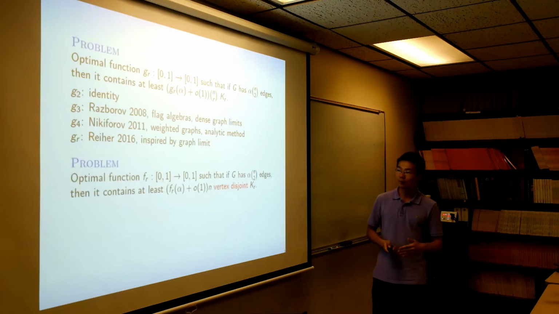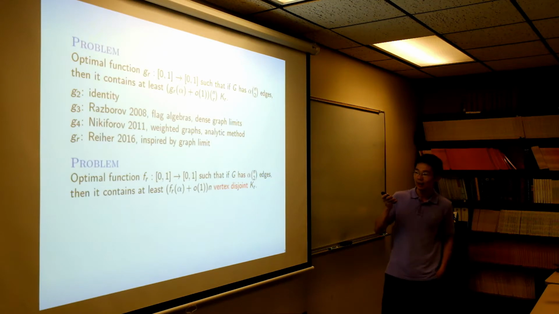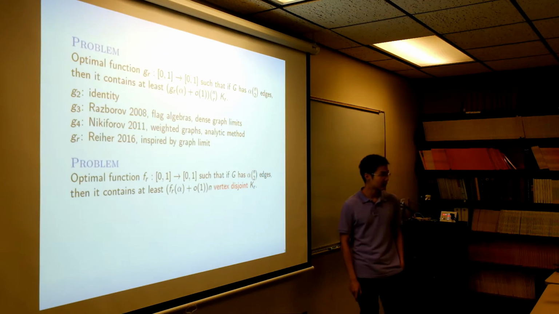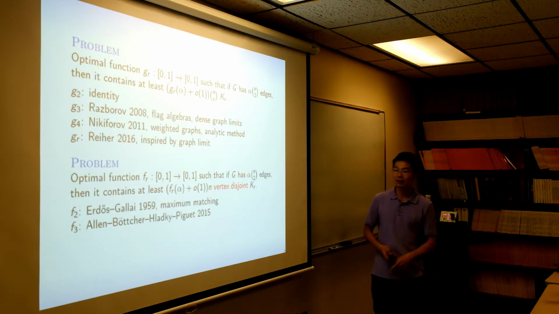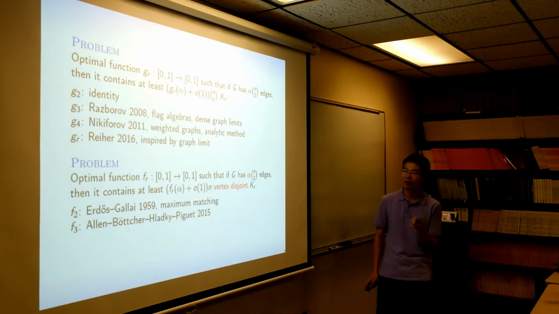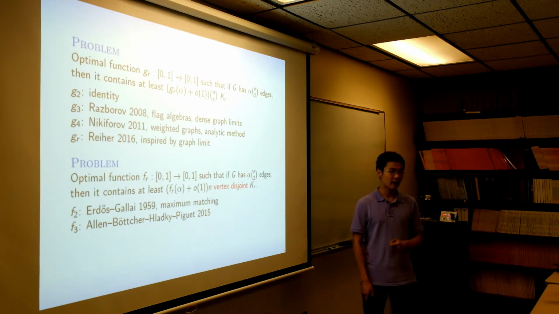But what about another kind of similar question? Again, the given condition is the edge density. But this time, instead of looking at the density of a clique, I'm looking at how many vertex-disjoint cliques I can have, which is a tiling problem. And it turns out this problem is quite hard. So for alpha equal to 2, what does it mean? It means I give you the edge density, and I ask you, what is the maximum matching size you can guarantee?